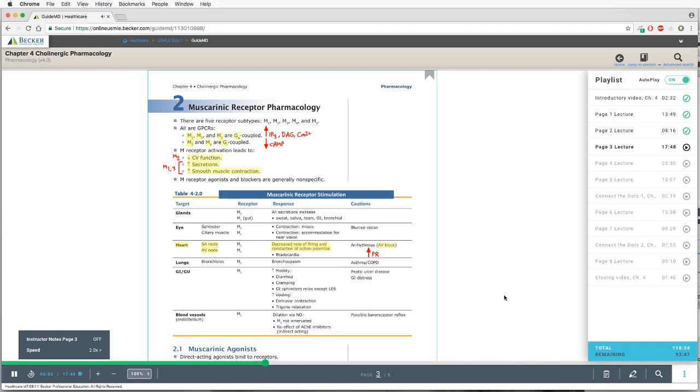In smooth muscle, we find ultimately M3 receptors, which are Gq-coupled. And I remember that these M3 receptors being Gq-coupled increase calcium in a smooth muscle. So, of course, I want contraction of that smooth muscle. Now, the first place we studied that contraction was in the eye. So, of course, let's look at the eye again.